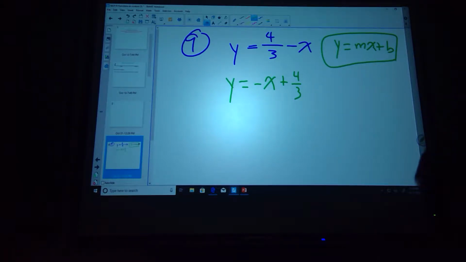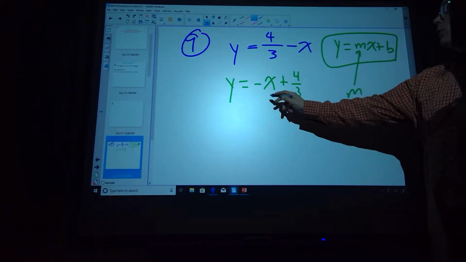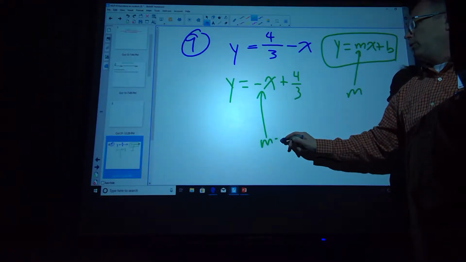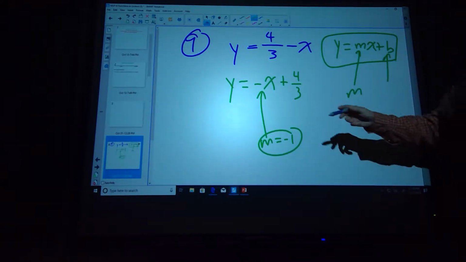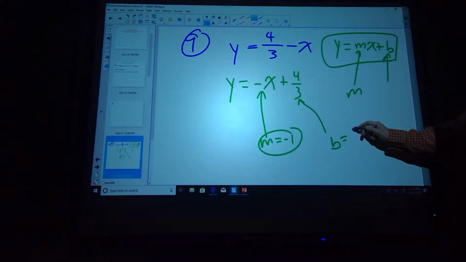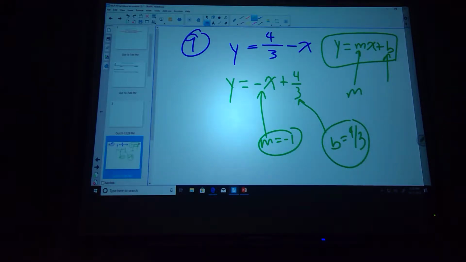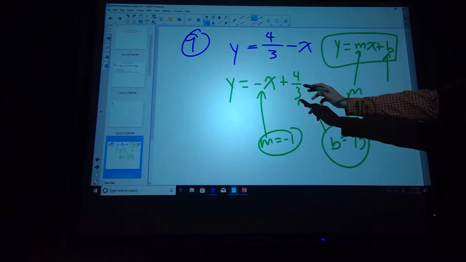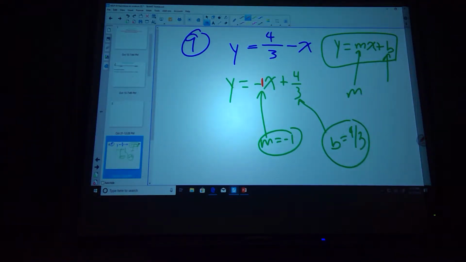It says, identify the slope. The slope is attached to the x, right? So the slope here is equal to -1. Then it says find the y-intercept, which is whatever is added or subtracted. Keep the sign. So our b value, or our y-intercept, is 4/3. Done. How did you get -1? Well, because it's a negative x, and what number has to be there if it's not really there? It's just a 1.